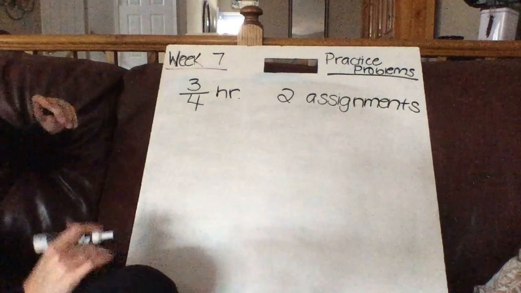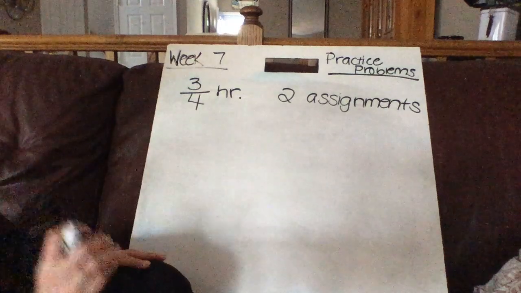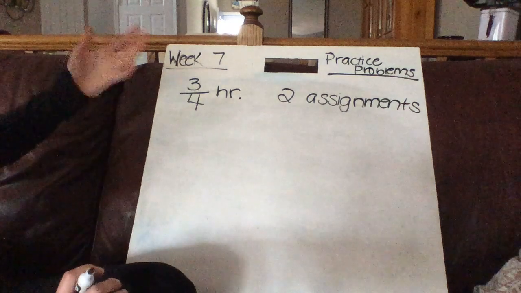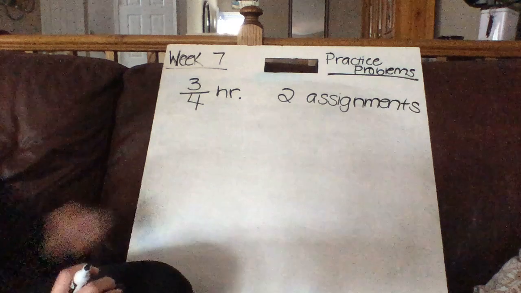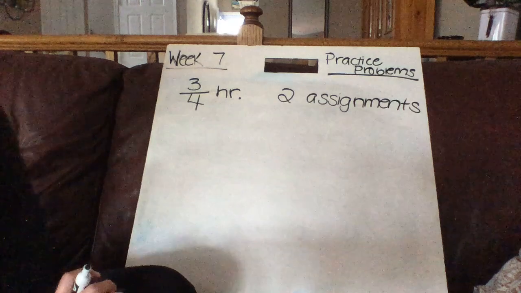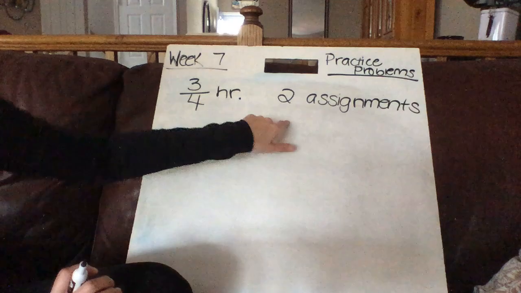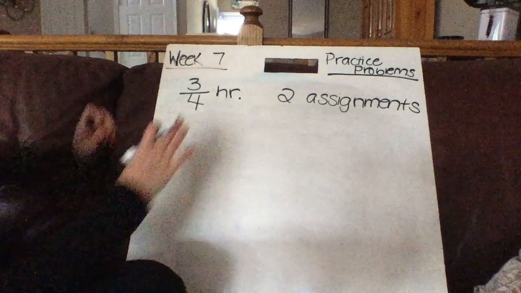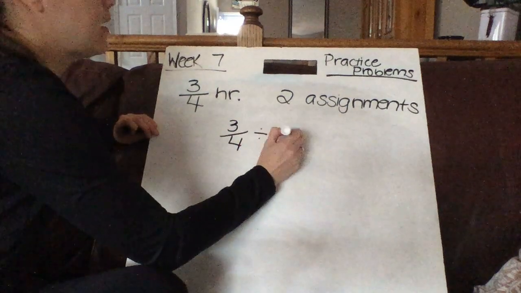Okay, the next problem, I'm going to do a real world example with something that you might actually face while you're doing your assignments at home. So let's say you have 3/4 of an hour, which equals 45 minutes, but we'll leave it as a fraction for right now. Let's say you have 3/4 of an hour and you need to complete 2 assignments. So you want to know about how much time you can spend on each assignment. So that is going to be division. So we have to take the 3/4 of an hour and we need to divide it by the 2 assignments.